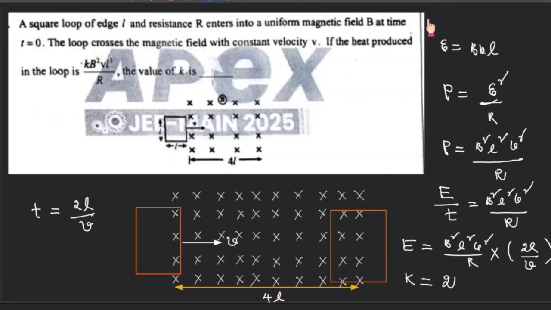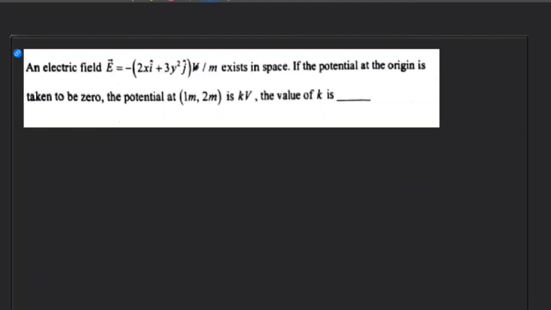Please keep these two formulas in mind. This one, keep it in mind, and this one, keep this also in mind, right? Clear? And last one: an electric field E bar is equal to minus 2x i cap plus 3y square j cap volt per meter exists in a space. If the potential at the origin is taken to be 0, then the potential you have to calculate. So this is a silly one from electrostatics, right?